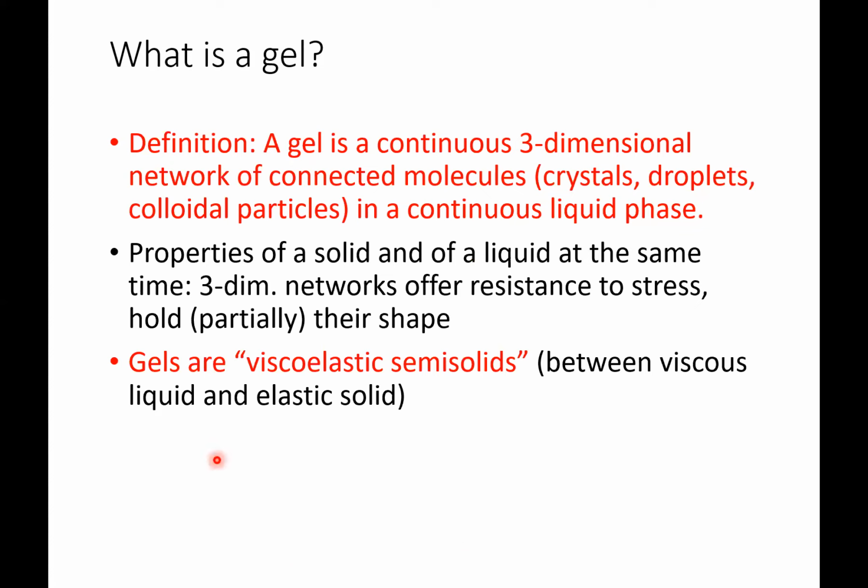The three-dimensional network offers resistance to stress, and it holds it in shape. So gels are considered viscoelastic semi-solids. That means between a viscous liquid and an elastic solid. It resists stress to a certain amount, but not forever. Imagine pudding. If you touch it just slightly, it will resist, it will remain in the form it was. But if you press hard, pudding is going to be flattened. So it's in between a viscous liquid and an elastic solid.